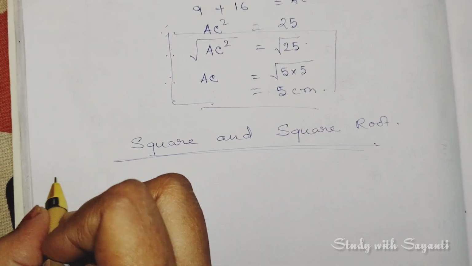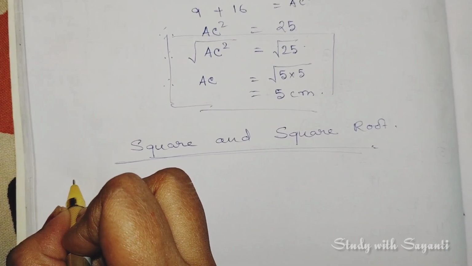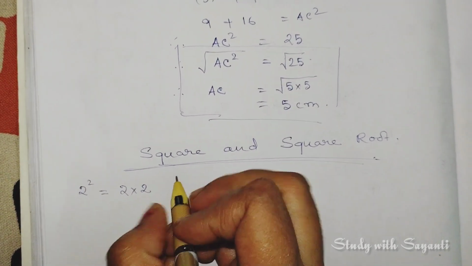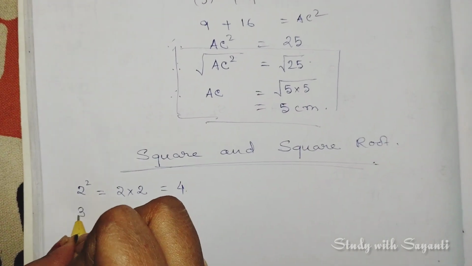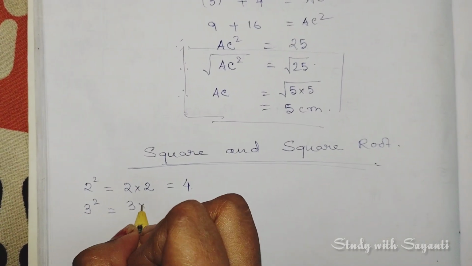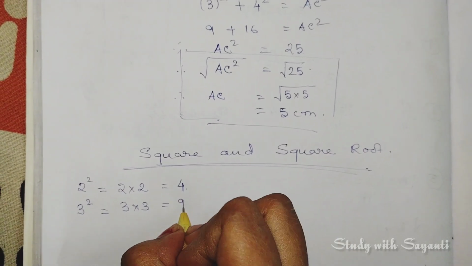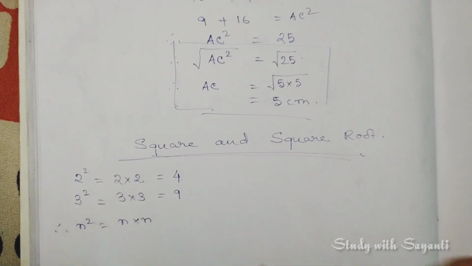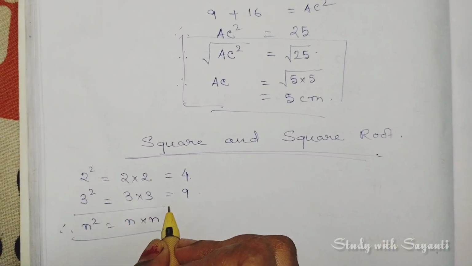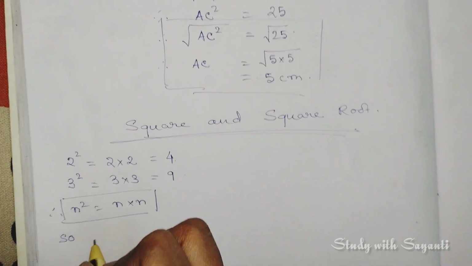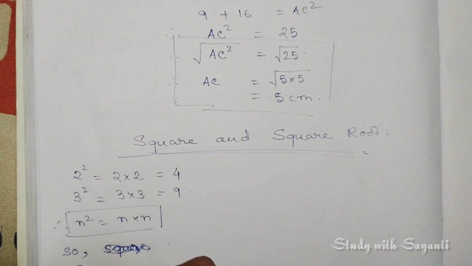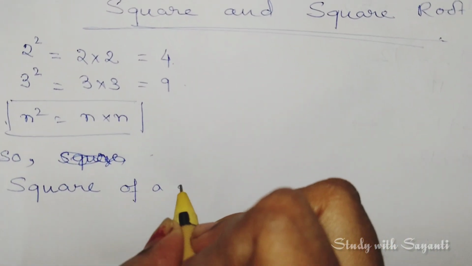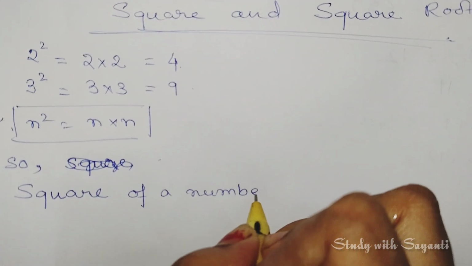So we have to know the square of some numbers, that is 2 square equal to 2 into 2, 4. 3 square equal to 3 into 3, that is equal to 9. Therefore we can say n square equal to n into n, where n is any natural number. So from that we can say square of a number means multiplying a number by itself.